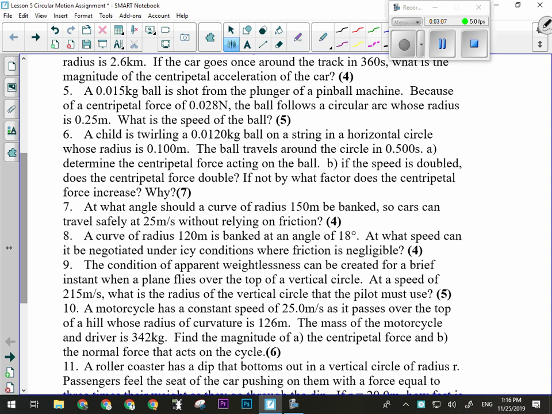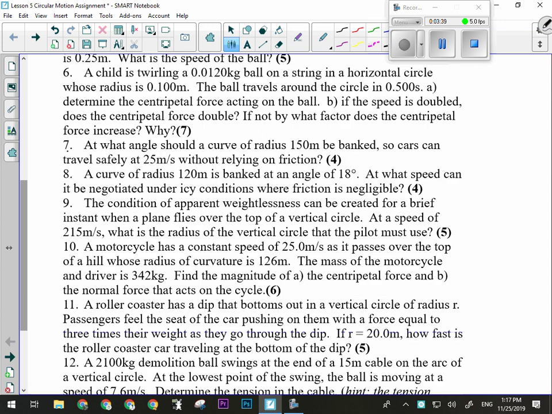Number 6, we've got a ball being whirled on a string in a known radius circle. We know that it takes half a second for it to go around. We want to know the centripetal force. Then we want to know, if the speed is doubled, does the centripetal force double? If not, by what factor does the centripetal force increase and why? Don't forget to answer that part of the question. People do the math on this one and then they forget to write down the explanation after. Okay? All right.